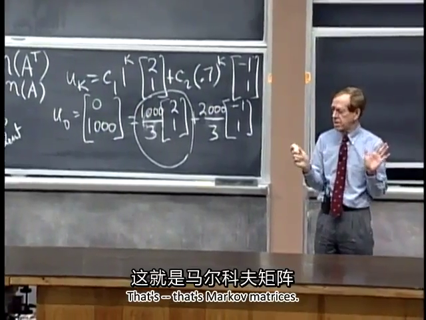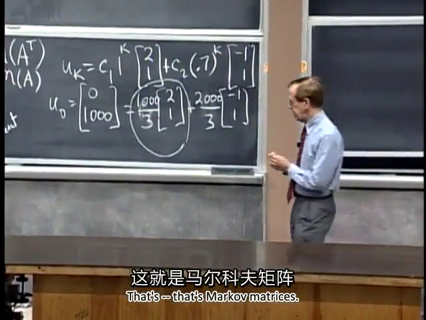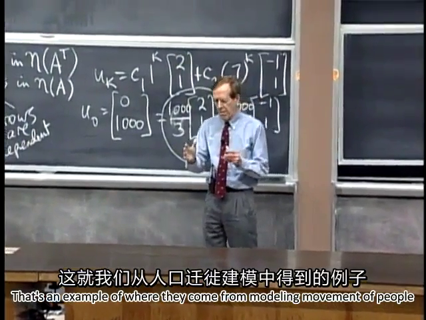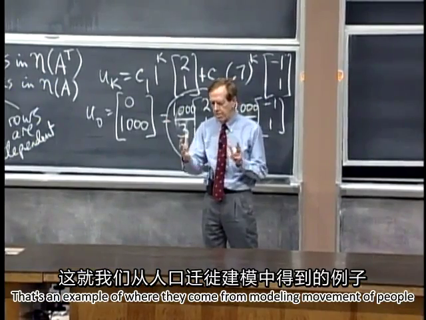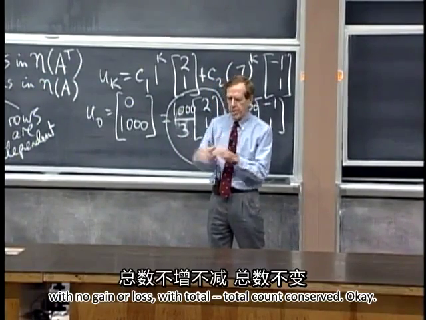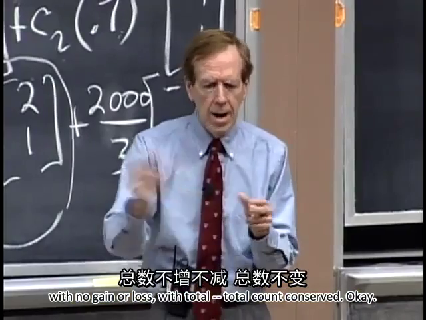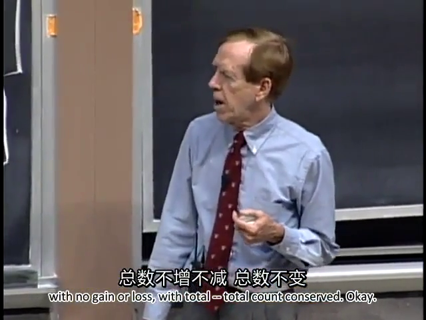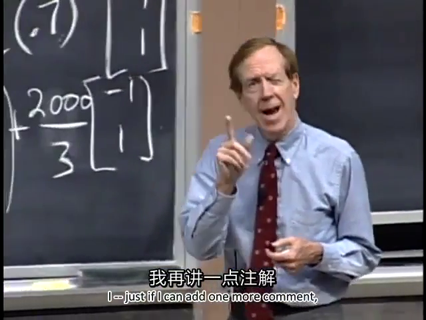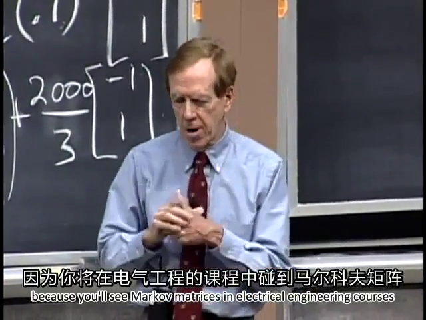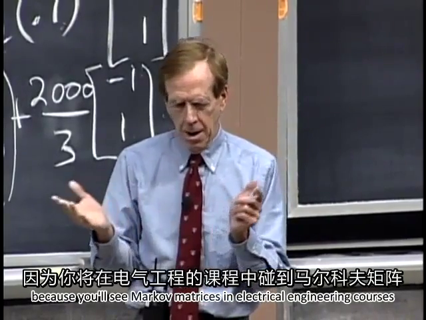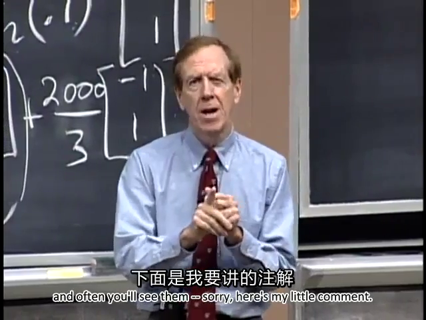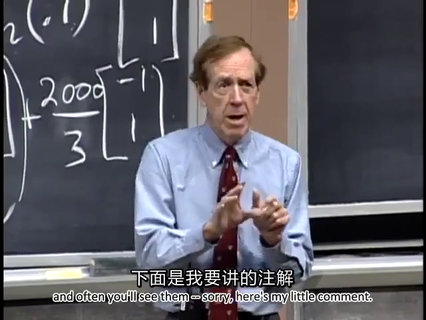Okay, that's Markov matrices. That's an example of where they come from: modeling movement of people with no gain or loss, with total count conserved. Okay, if I can add one more comment, because you'll see Markov matrices in electrical engineering courses, and often you'll see them, so here's my little comment.